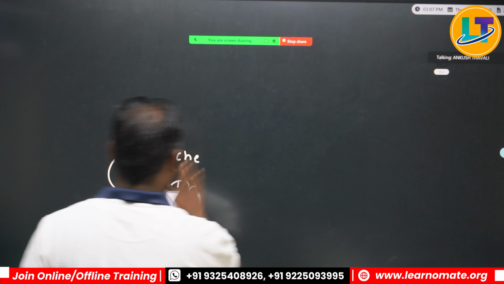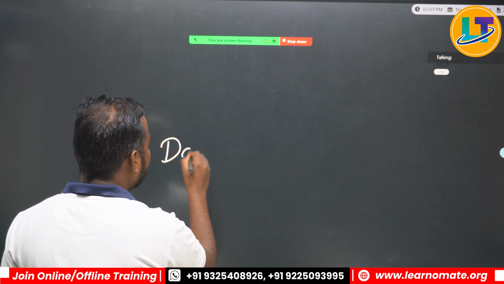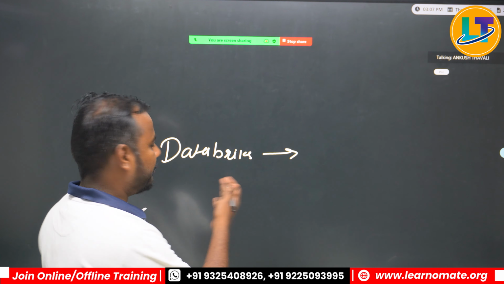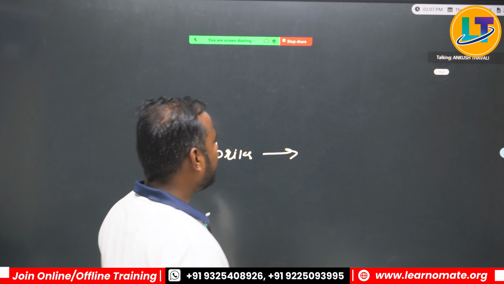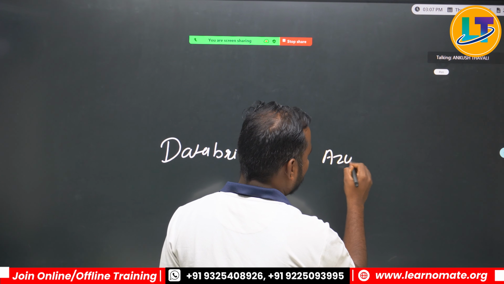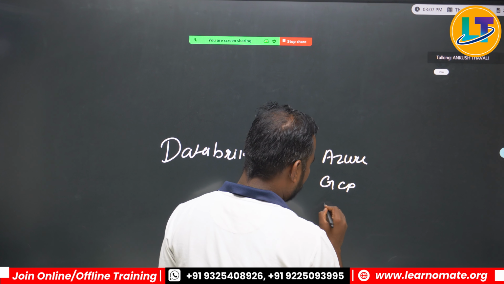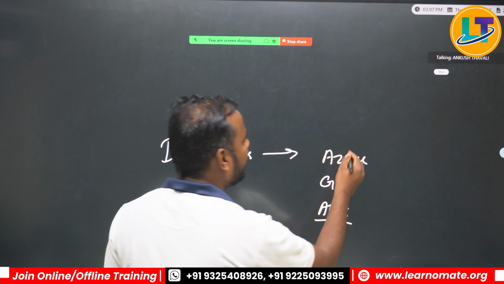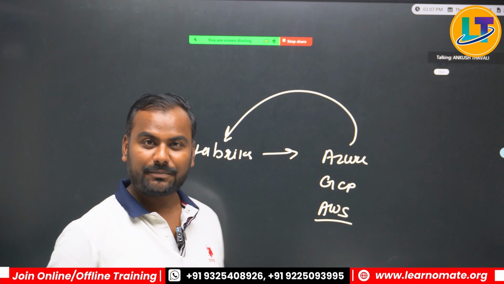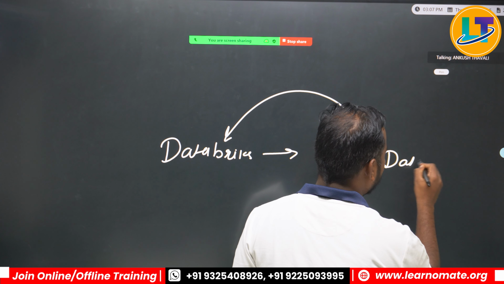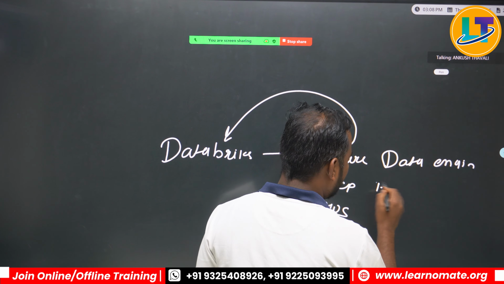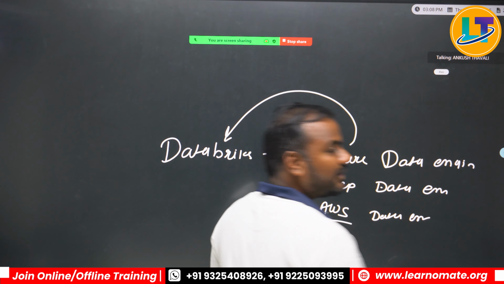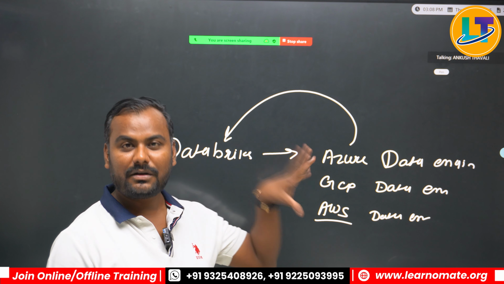So this Databricks you can use with multiple cloud platforms. Databricks is just a software company. They have done a collaboration with Azure, with GCP, and with AWS. So if you become a data engineer using a combination of Azure and Databricks, you will be called an Azure data engineer. Those who use GCP are called GCP data engineers, and then AWS data engineers. So it is good to have knowledge about your cloud also.